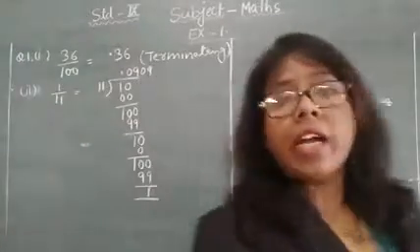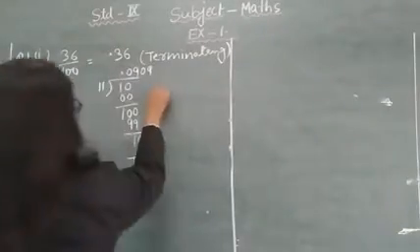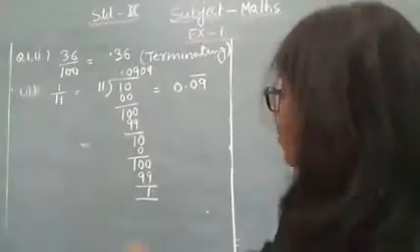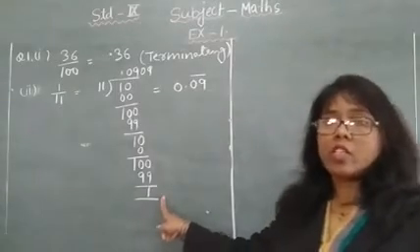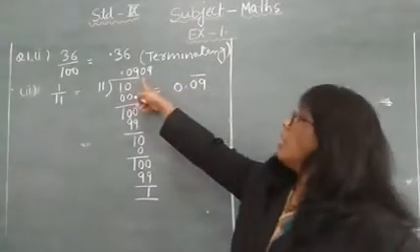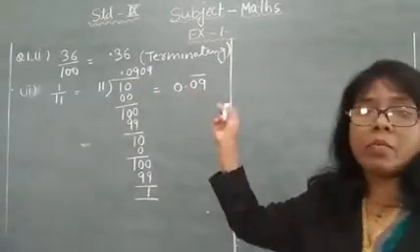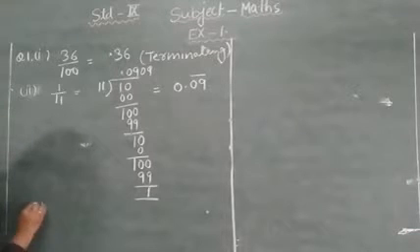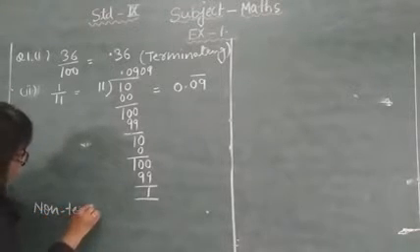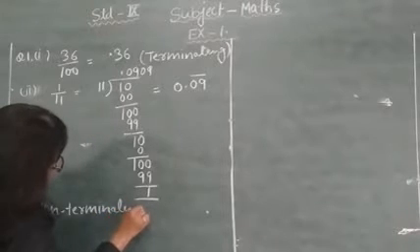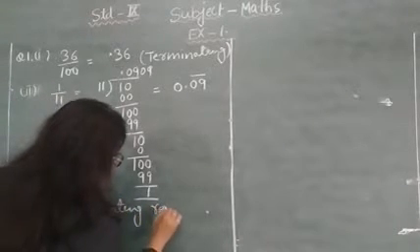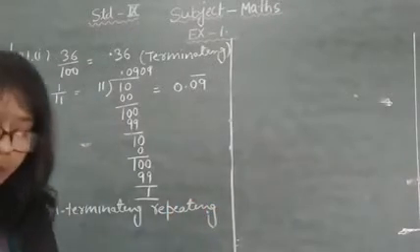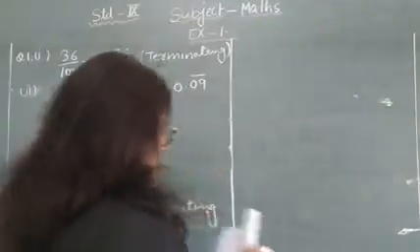So this process will repeat again and again, which means the decimal expansion is 0.0909... This is non-terminating. Why non-terminating? Because the remainder is 1, the remainder is not 0. And this is repeating or recurring because 09 is repeating again and again. So we will write here: non-terminating repeating, or non-terminating recurring, it is the same thing. Now come to the third one.